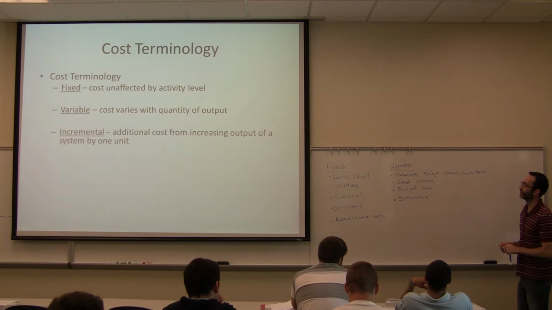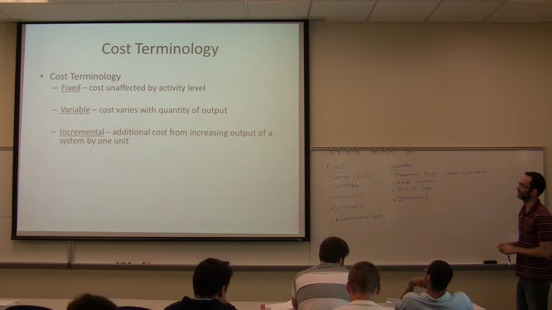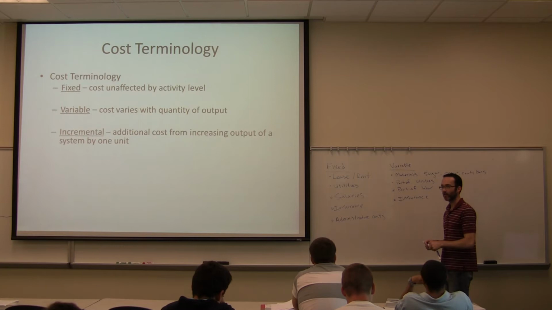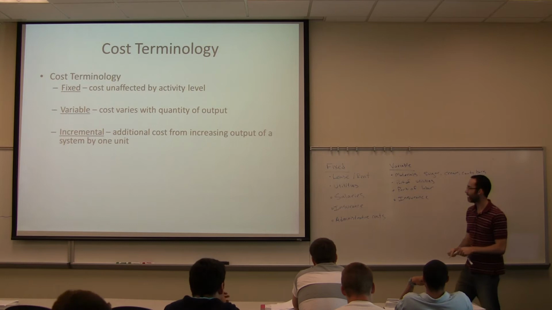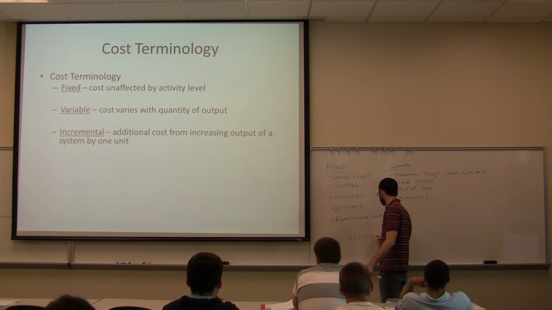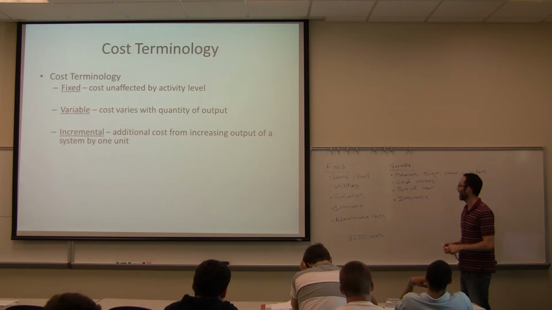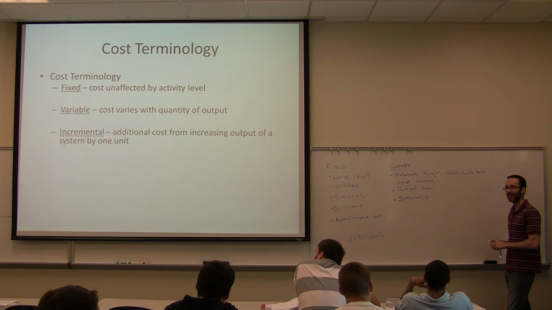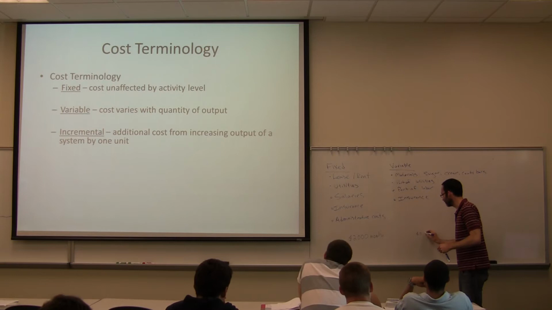Incremental costs. All right. So additional costs from increasing output of a system by one unit. An incremental cost means how much additional cost there is for the business for each ice cream cone more that they sell. In a month, let's say the business has fixed costs of $2,000 a month. The incremental cost is how much it actually costs them for the sugar, cream, and candy bars that go into one bowl of ice cream. You pay maybe $4 for it, but how much is it actually costing them for that one unit? Maybe probably 25 cents?